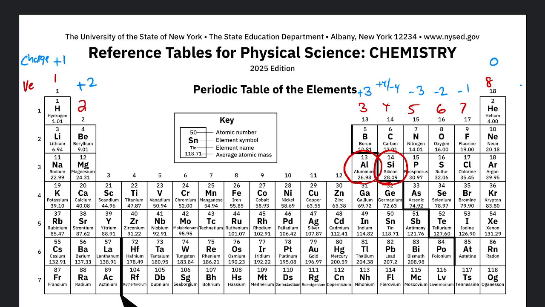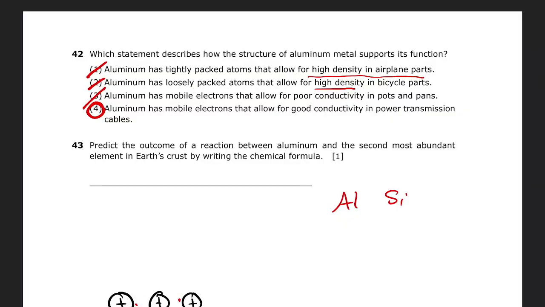So with that information, we know that aluminum will be +3. And if aluminum is going to be the cation, the positive ion, we're going to assume that silicon is going to be the anion. So I'm going to say -4 for silicon. So we have to crisscross aluminum, which is +3, with silicon, which is -4. Crisscrossing this, we will get Al4Si3 for our credited answer.